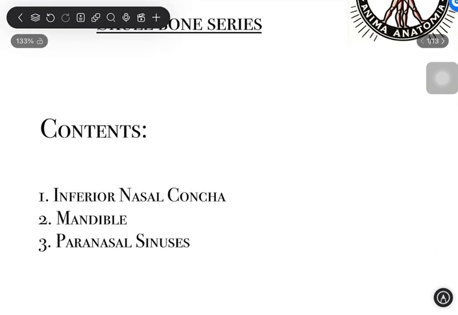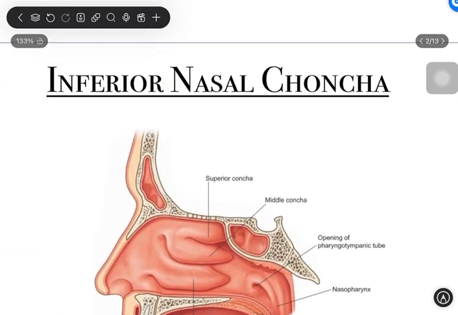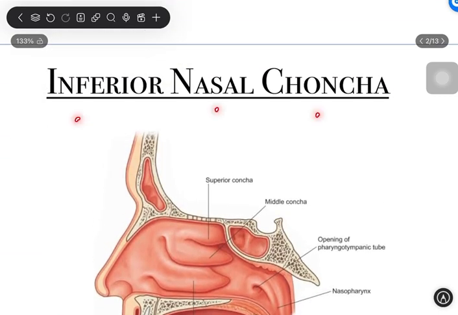Today in this video we will see about these contents. First, inferior nasal concha, mandible and paranasal sinuses. So we will briefly discuss one by one about these topics. The first one is the inferior nasal concha.